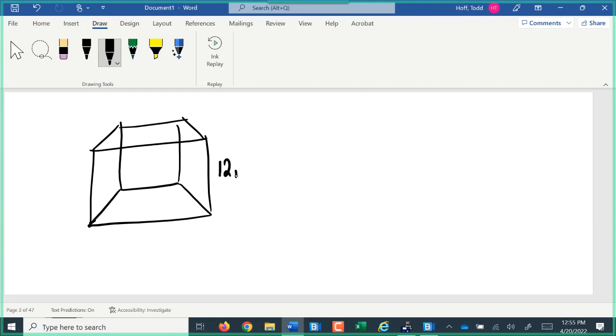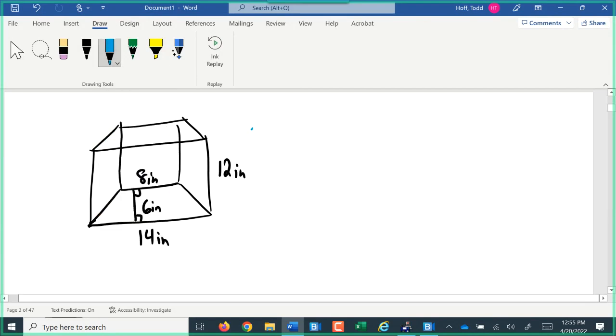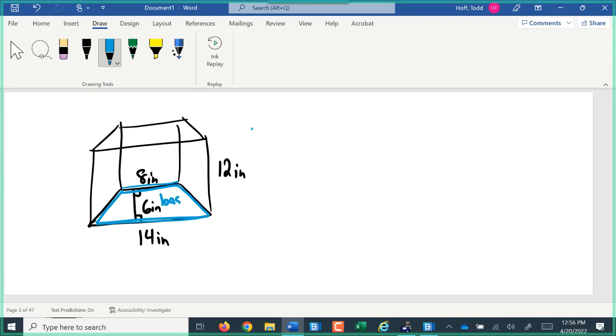Let's say that this is 12 inches, 8 inches, that distance is 6 inches, and let's put this down here at 14. So is the top smaller, or is the back just farther back? Well, this is 8 and this is 14, so the back is smaller than the front. Are we sure that's the back and not the front? Don't get all this perspective. So that is the base right there, and that base is a trapezoid.